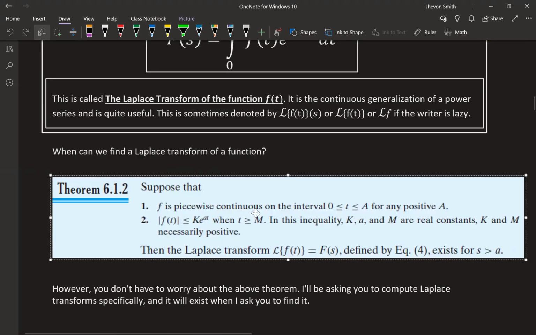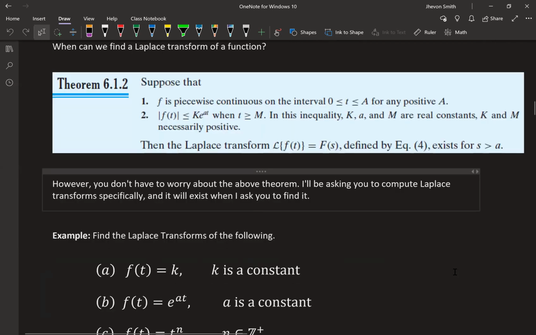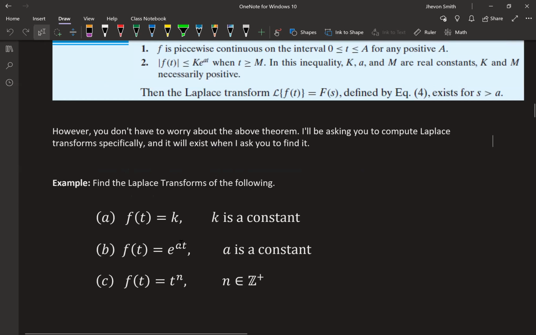So this is a theorem that tells you when a Laplace transform will exist. I put it here for completeness. You don't really need to know that formula because whenever I ask you about a Laplace transform, it will exist. So let's actually just talk about finding Laplace transforms. So here are some functions. We're going to go through and find the Laplace transforms of these functions.